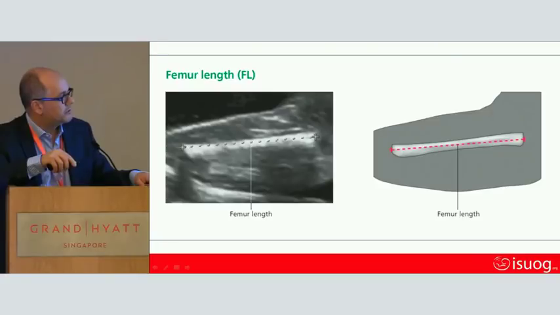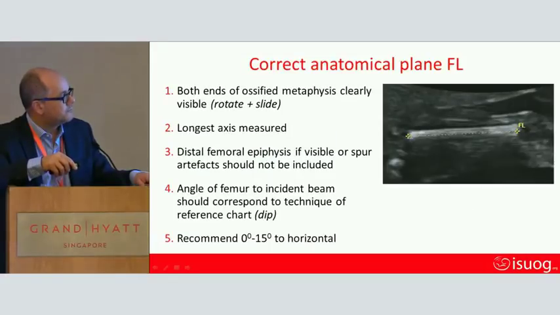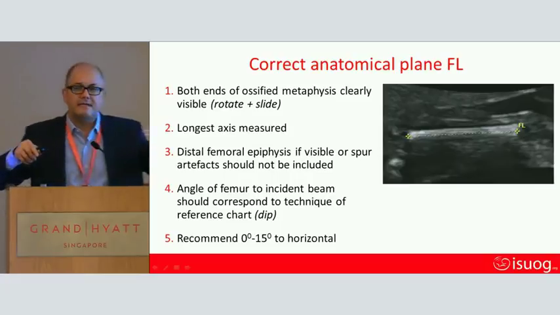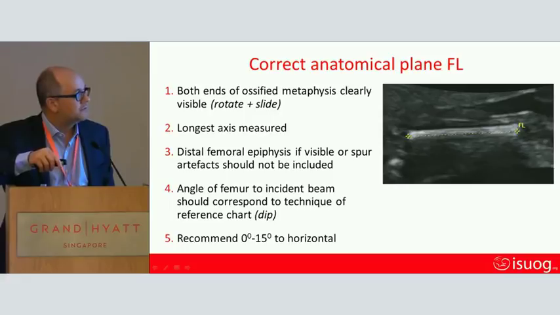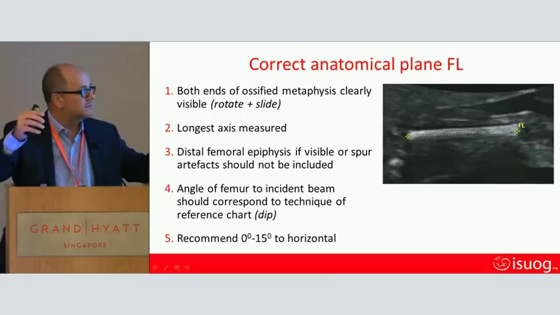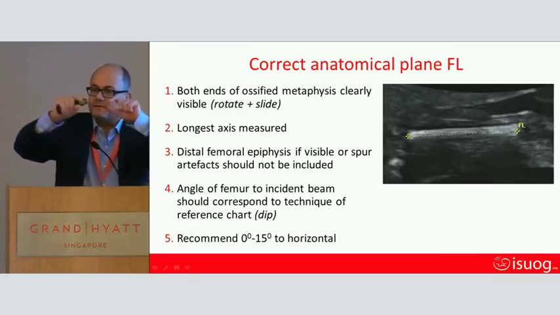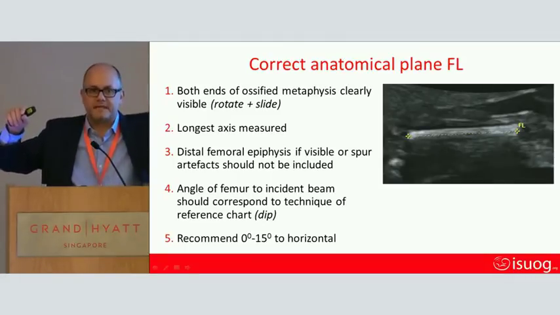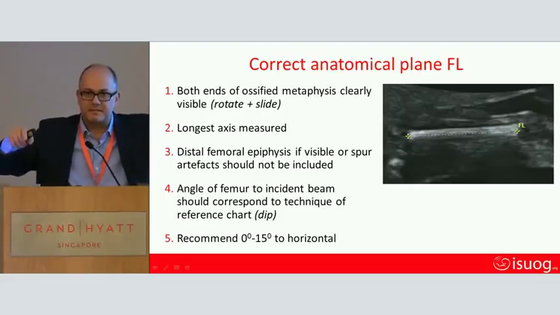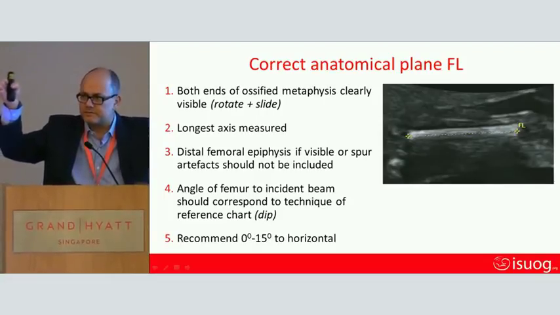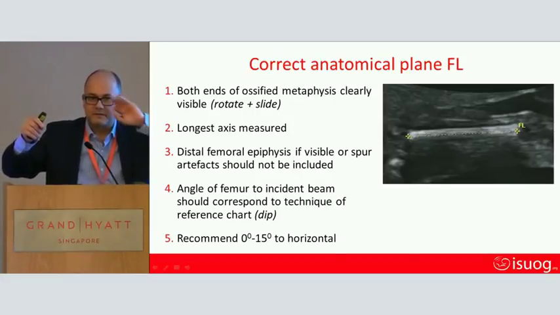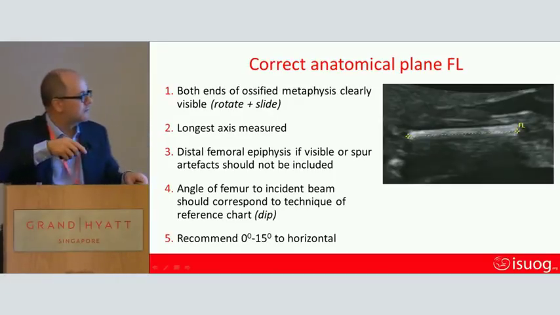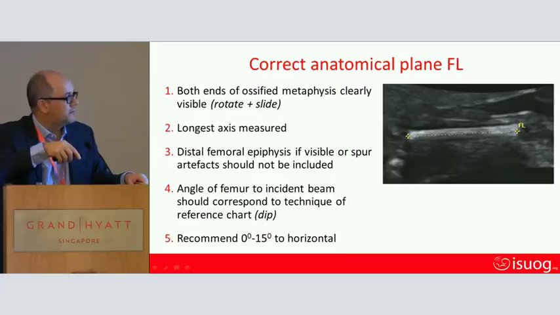You must make sure that you go from the edge to the edge. And you need to make sure that you rotate and slide your probe until you have both ends of the metaphysis clearly visible. And you measure the longest axis. Now sometimes, when you get the baby's femur, you see a little spike. You don't measure that. Measure just the femur itself. That little spike is sometimes a ligament that connects the muscles of the femur to the patella. So these distal femoral epiphyses or the spur artifacts should not be included.